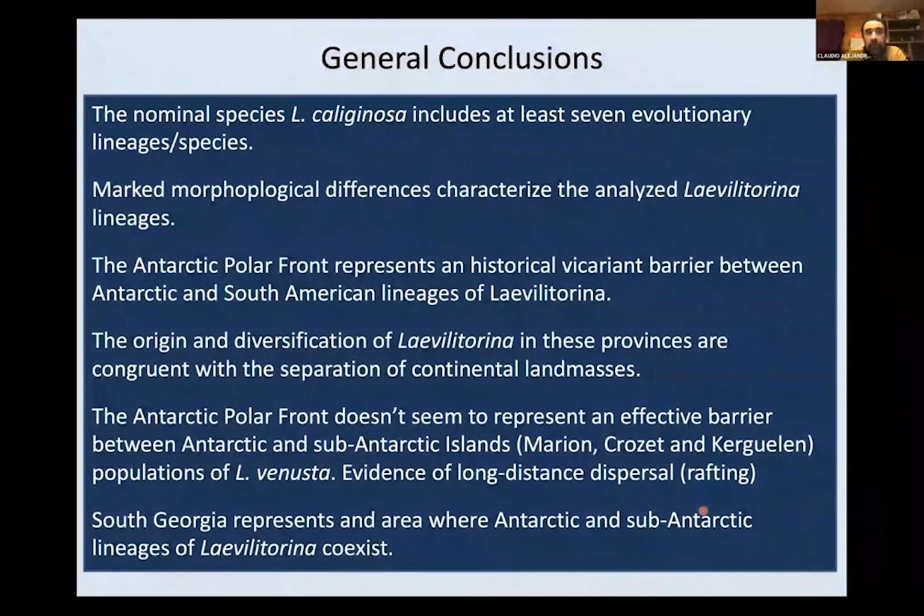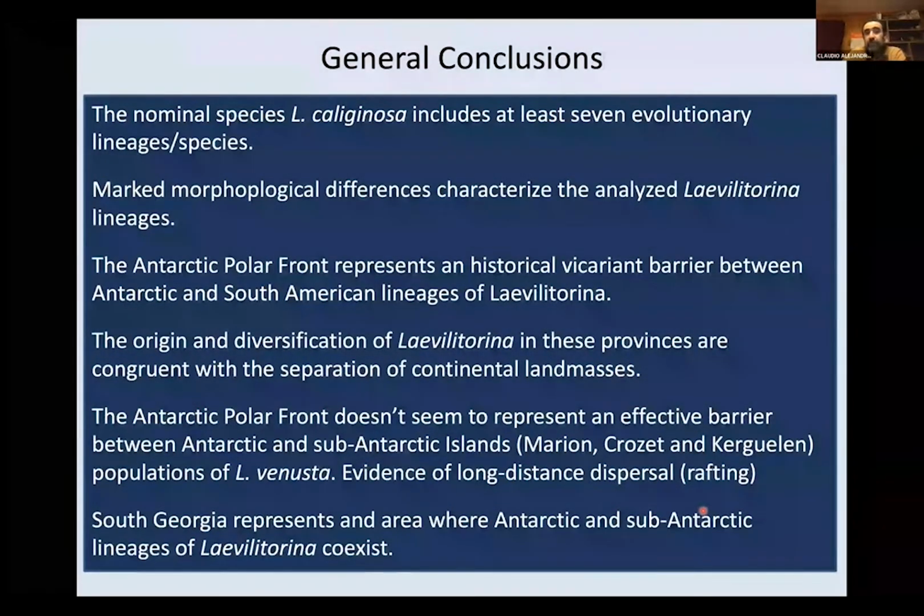We detected marked morphological differences among the analyzed Levillitorina lineages. In terms of biogeography, the Antarctic polar front represents a historical vicariant barrier between Antarctic and South American lineages of Levillitorina. The origin and diversification of the analyzed Levillitorina lineages in these provinces are congruent with the separation of continental land masses. Then the Antarctic polar front doesn't seem to represent an effective barrier between Antarctica and subantarctic island populations of Levillitorina venusta. So we have evidence of long-distance dispersal in this marine gastropod.